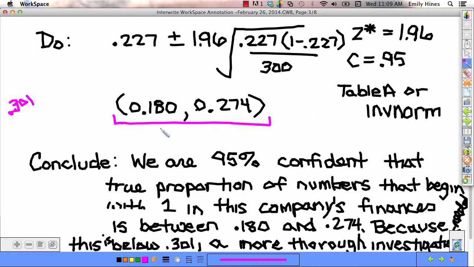So I am getting more information from this interval than I got from my test. The only thing I got from my test was that, yes, I need more investigation. This one tells me not only do I need more investigation because 0.301 is not in this interval, okay, because this is what we believe the proportion of numbers that begin with 1 in this company's finances is, and 0.301 is not in it. It also tells me that this company is using fewer 1s than are normally found. Okay, so it gives me that extra piece of information that a test doesn't. So when you are doing a two-sided test, an interval will not only tell you the same thing, it will actually give you more information.